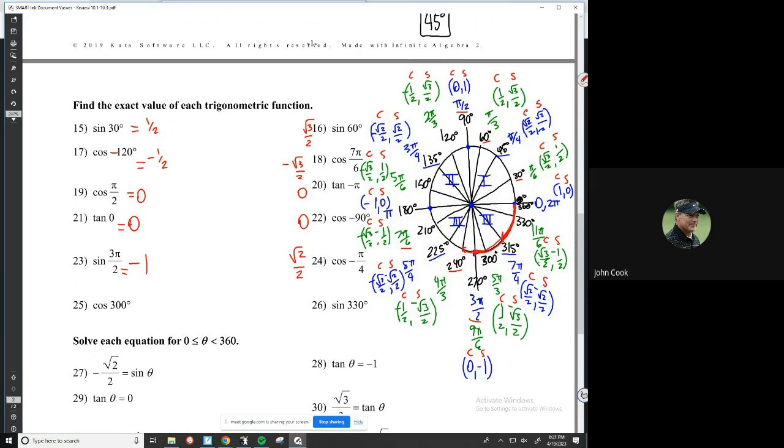And then the cosine of 300 is right here. Cosine would be square root of 3 over 2. And then let's see here, sine of 330 degrees. So 330 sine is negative a half. Okay, so that's through the first 20.